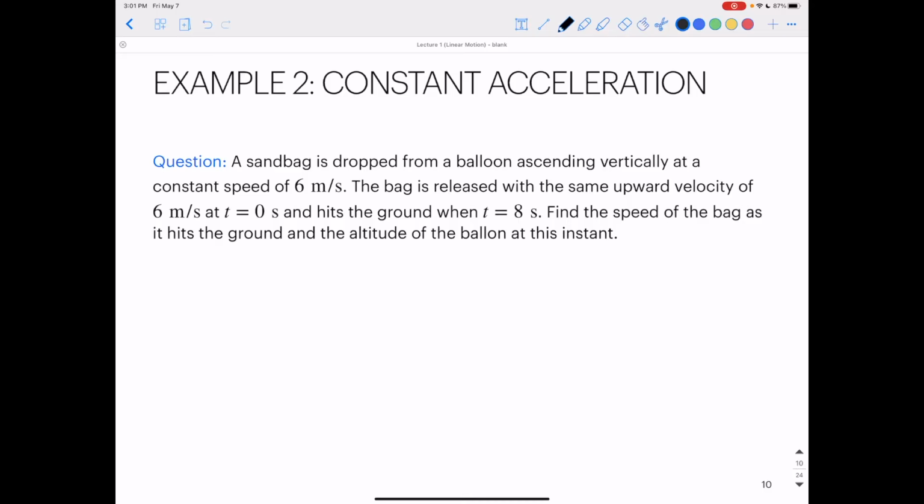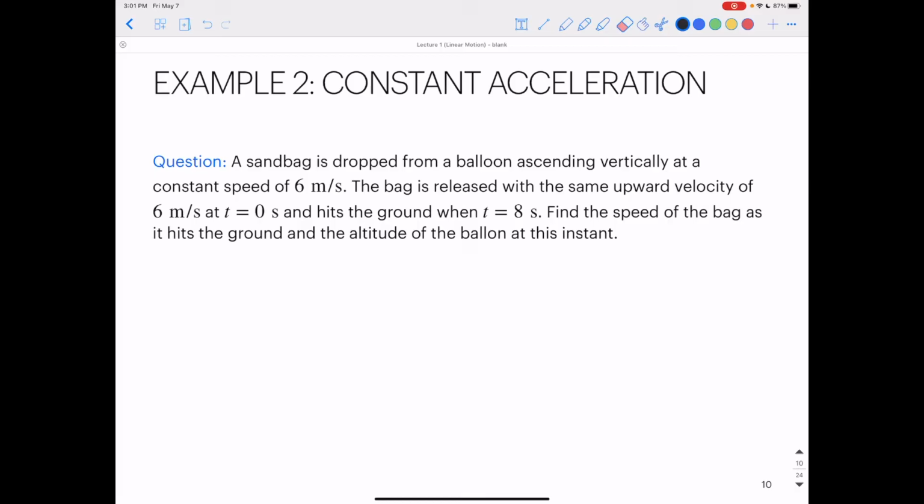Welcome back. Let's do another example, this time where we have constant acceleration. This question is a little bit more complex, but let's give it a go. A sandbag is dropped from a balloon that is ascending vertically at a constant speed of 6 meters per second. The bag is released with the same upward velocity of 6 meters per second at t equal to 0 seconds and hits the ground when t is equal to 8 seconds. Find the speed of the bag as it hits the ground and the altitude of the balloon at this instant.